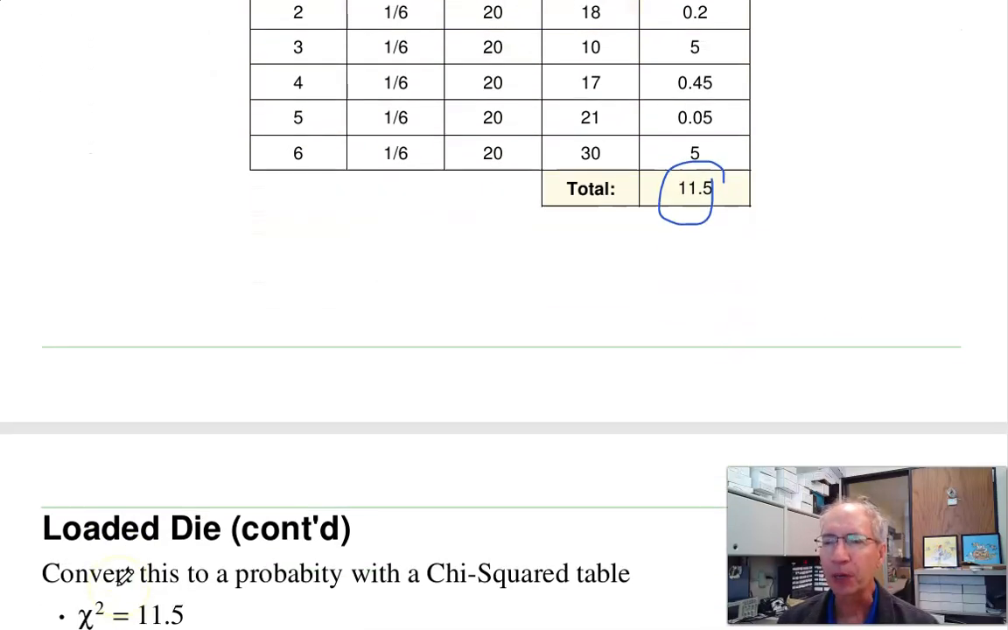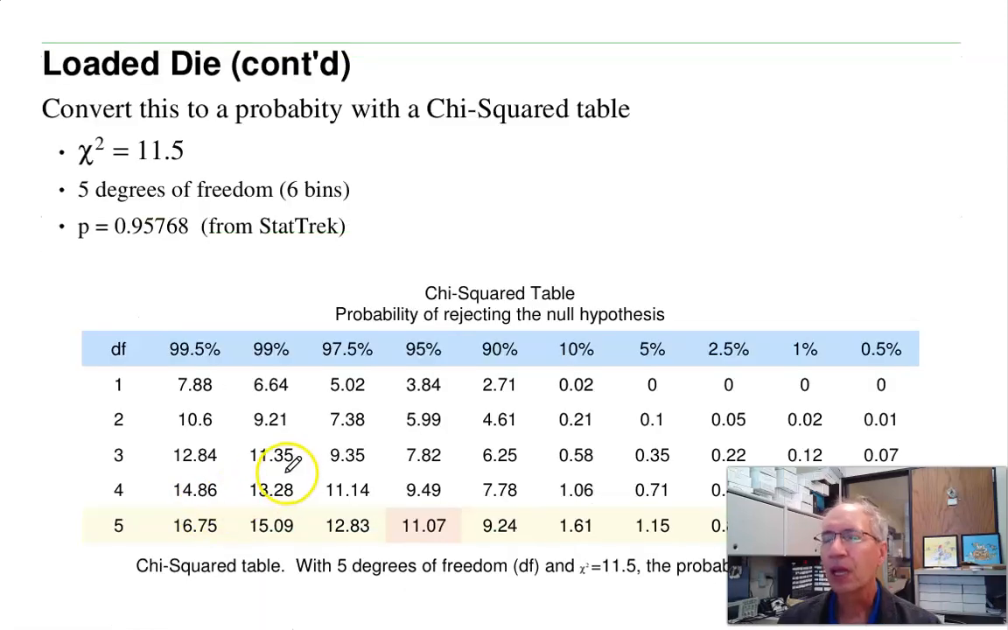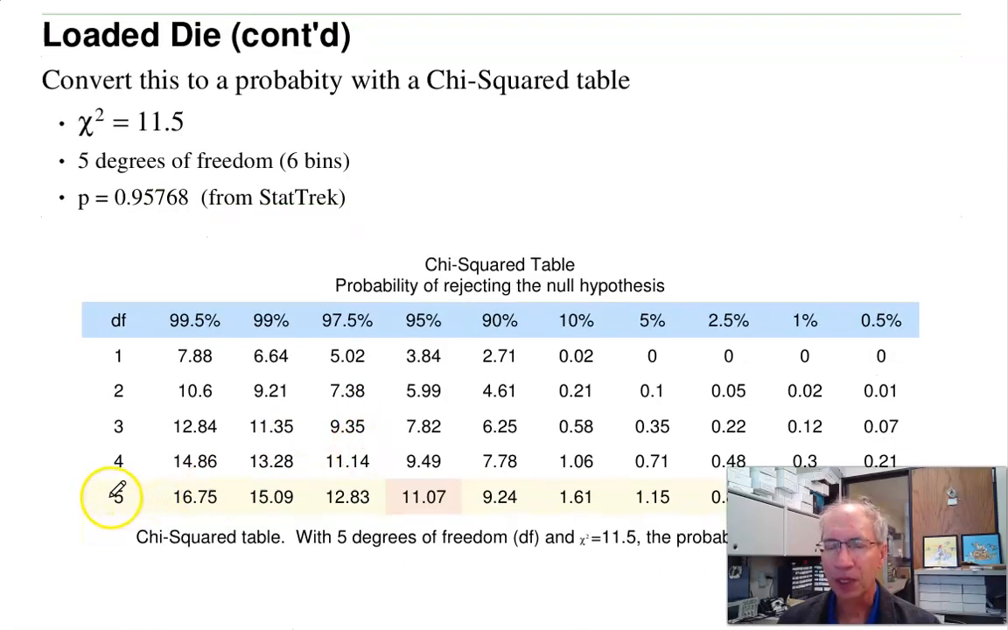To convert that to a probability, I use a chi-squared table. I've got 6 spins, meaning 5 degrees of freedom. I've got the number 11.5. That's right around here. It's about 95% chance this is a loaded die.